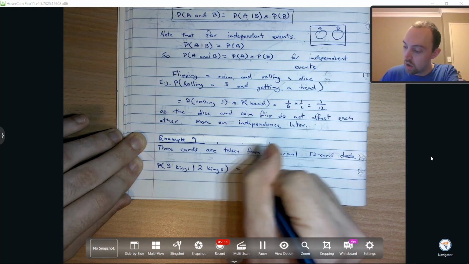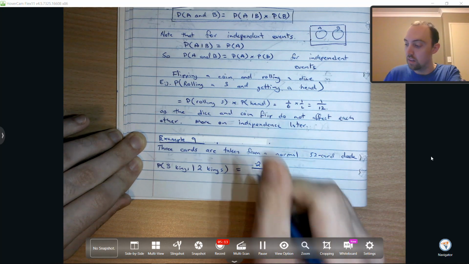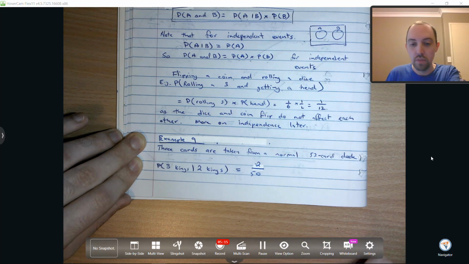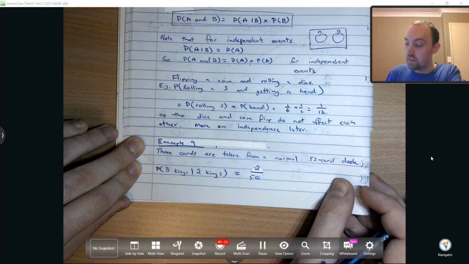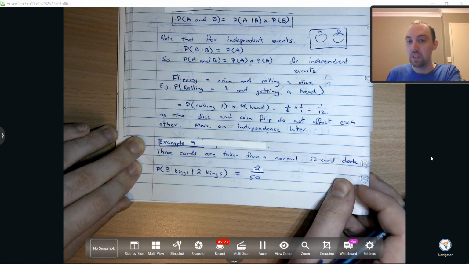Taken 2, and then how many cards are left? 2 out of 50. So that's one idea of our conditional probability, and that's one that we can just think through a little bit.